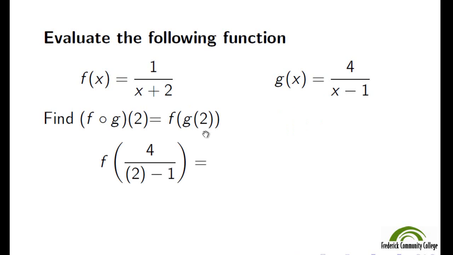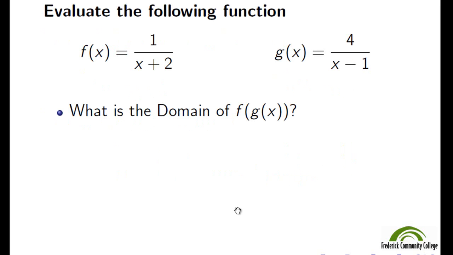You can see my g of x function right in here. Plug in 2, and when I equate that out, that gives me 4 over 2 minus 1, which is 4 over 1, or 4. And then I take that 4 and input it into my f of x function. That's going to look like 1 over 4 plus 2, which is nothing more than 1/6. So even though I have rational functions, I treat it the same way. I first start from the inside out. I input my 2 into my g of x, find that value, and then input that value into my f of x.